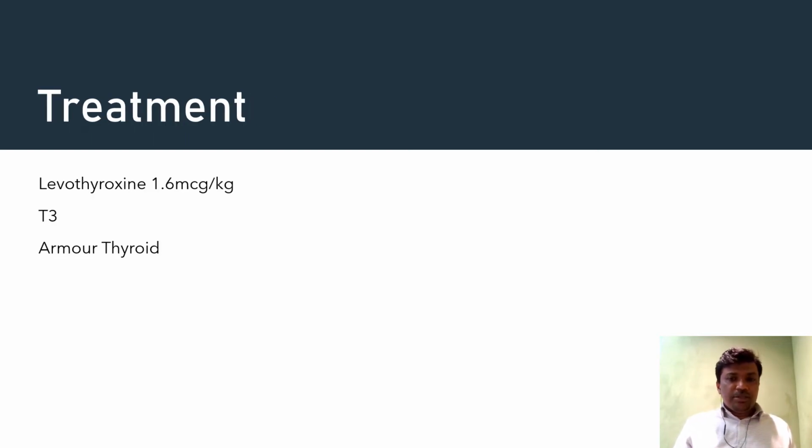So how do you treat it? You treat it by giving them levothyroxine. The usual dose is 1.6 micrograms per kilogram. In the elderly, you might want to start at a lower dose because of thyroxine's metabolic profile. It can cause cardiac problems, precipitate heart failure, or induce arrhythmias, common ones like atrial fibrillation.